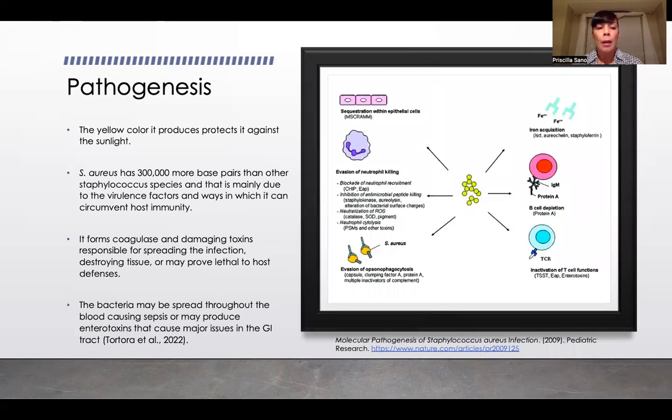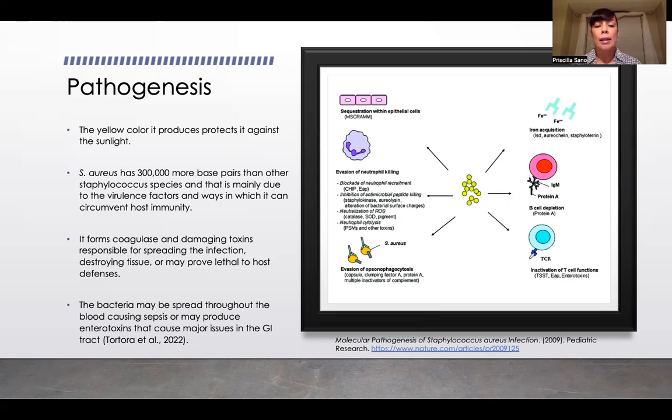Pathogenesis. Now, S. aureus may survive for months on surfaces, and its cell wall is also lysozyme resistant. The yellow color it produces protects it against the sunlight's UV rays. S. aureus also has 300,000 more base pairs than other Staphylococcus species, and that is mainly due to the virulence factors and ways in which it can circumvent the host immunity.